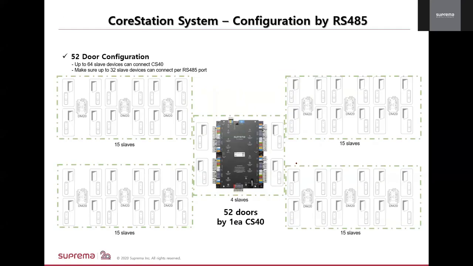So looking at the maximum doors a CoreStation can support, if you're just using one CoreStation, which is the code for CS40, you're looking at 52 doors. So that's basically up to 64 slave units that's connected. That's by counting the DM20s and also the readers. So each reader you add as RS-45 is considered a slave unit.